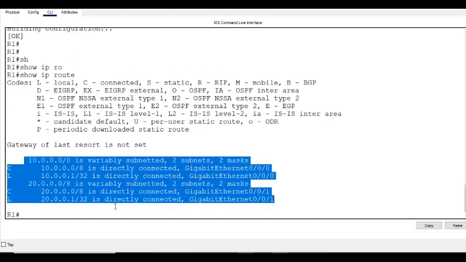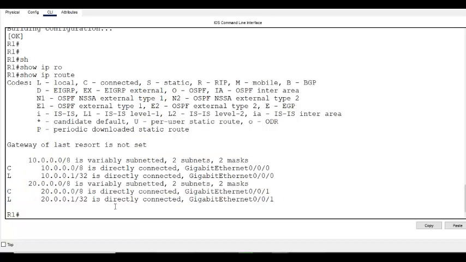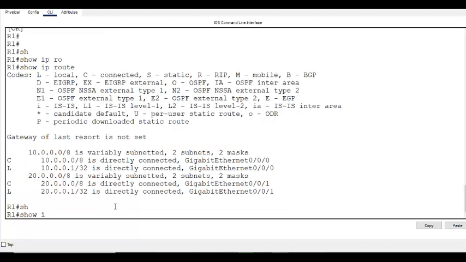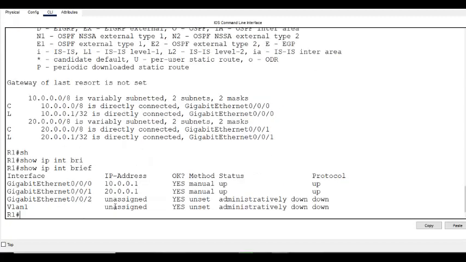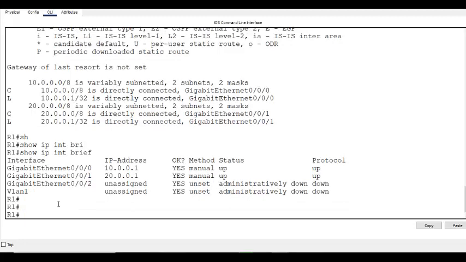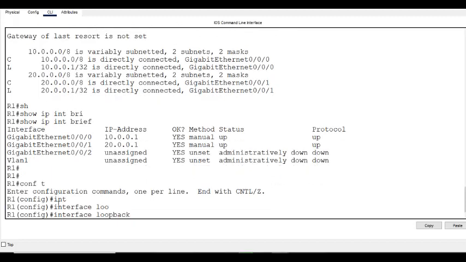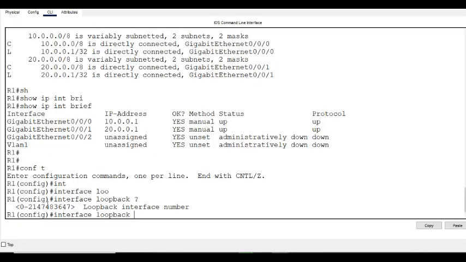Now I'm going to add 3 interfaces. Right now, if you see show ip interface brief, I have one more physical interface, but I don't want to use it. I'm testing only, I want 3 interfaces. Why should I waste a physical interface? So I'm going to create 3 loopback interfaces like this. Interface loopback, you can give any number from 0 to this. I'm giving 0. First interface created.